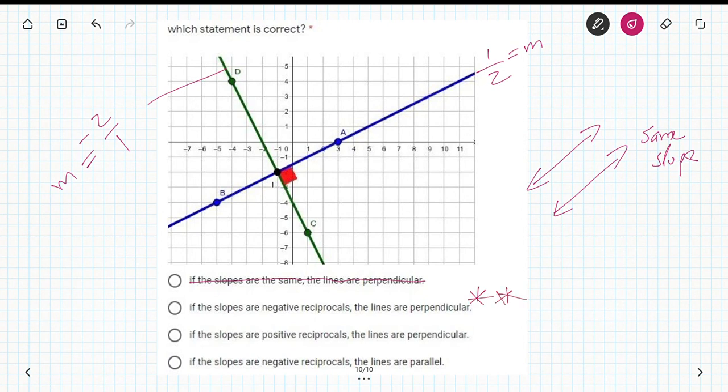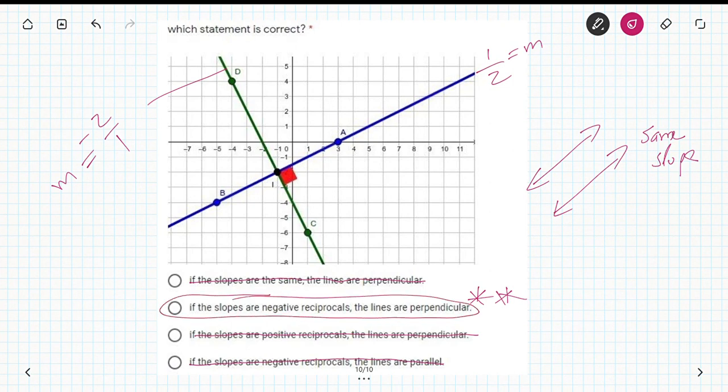If the slopes are positive reciprocals, which means there's no sign change, basically numerator and denominator flipped, the lines are perpendicular. So this is not true. Okay, if the slopes are negative reciprocals, the lines are parallel. That cannot be because they have to be the same slope to be parallel. So the only option is this one right here.